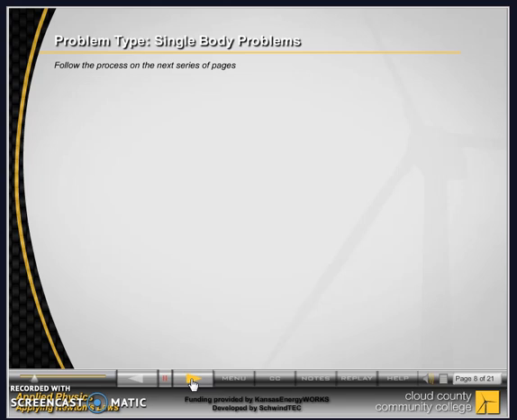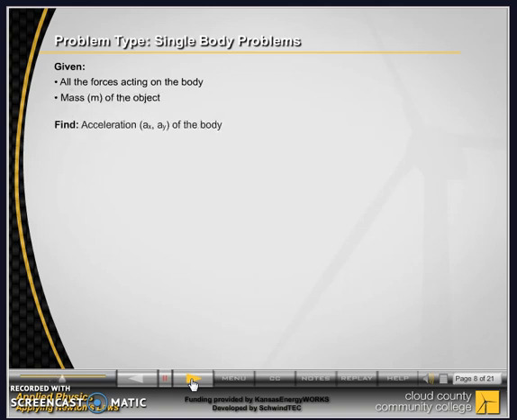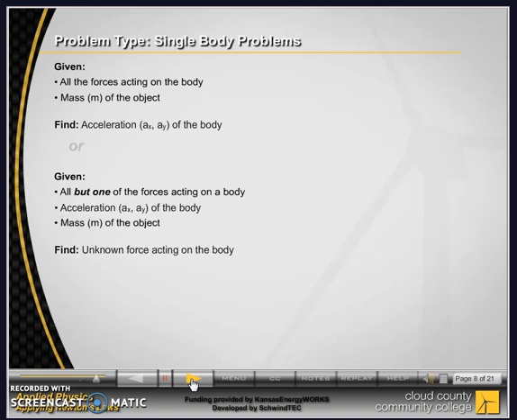Let's look at single body problems. Given all the forces acting on the body, mass or m of the object, find the acceleration of the body. Or, given all but one of the forces acting on a body, acceleration of the body, and mass of the object, find the unknown force acting on the body.